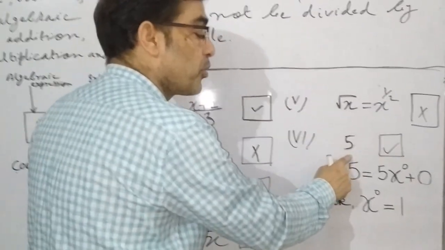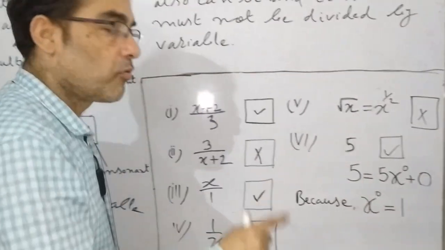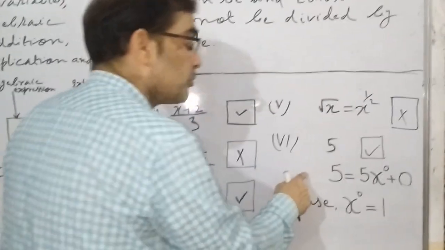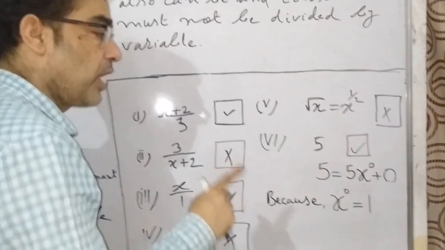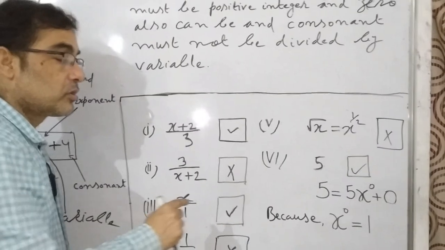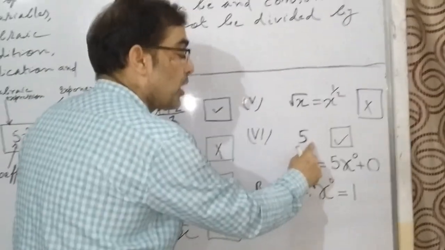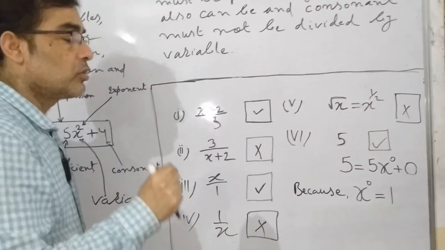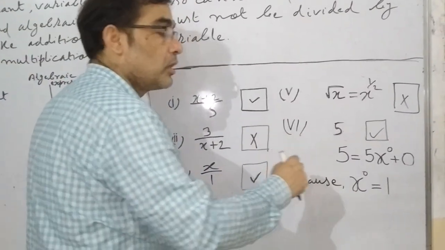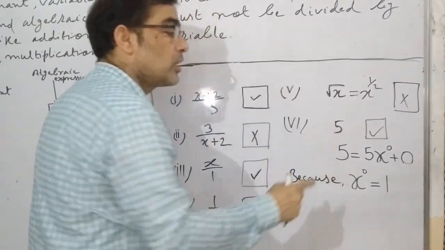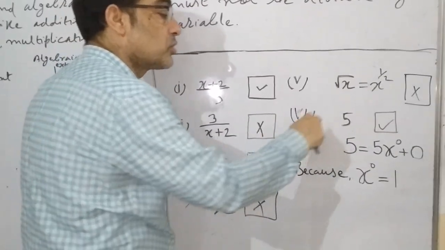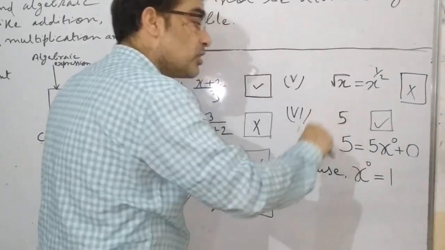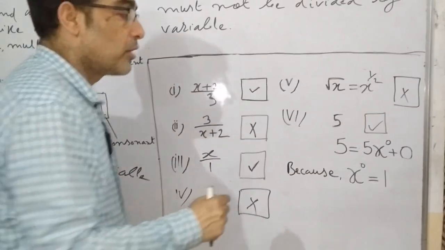Here, is 5 a polynomial? Yes, it is a polynomial. Why? Whereas there is no variable attached to 5. And we know that a variable must be with a constant, then there will be a polynomial. And here there is no variable. Even then I am saying to you that 5 is a polynomial.